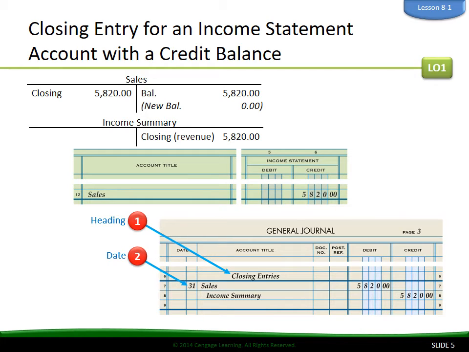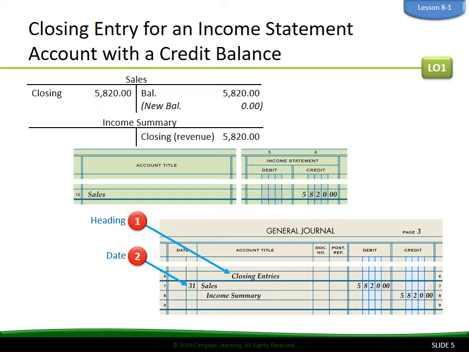So those are our heading for closing entries. You always put the date. The reason you don't have the month and the year here on this example is because they're saying that it was right underneath the adjusting entries. Now, when you do your work on your pages, since it's at the top of the page, you would put the year and the month.